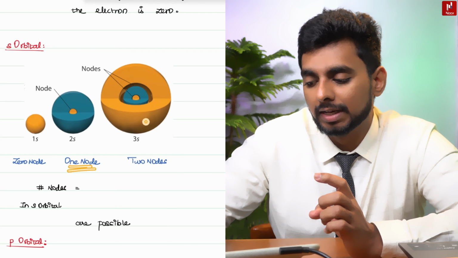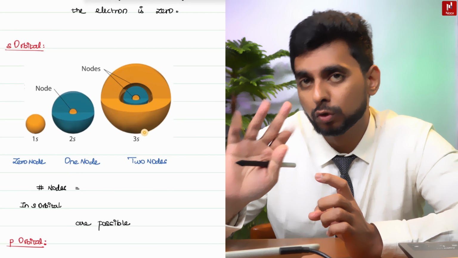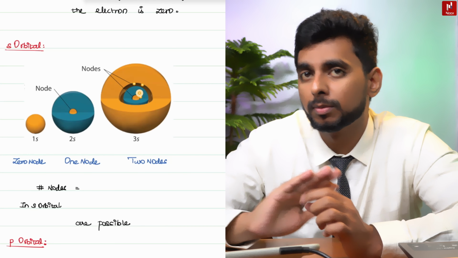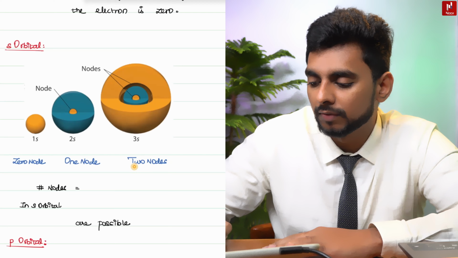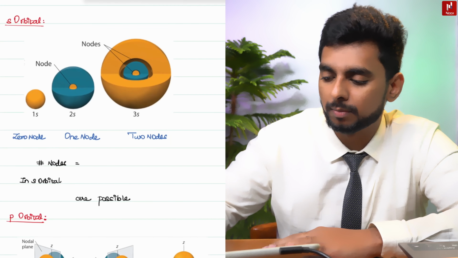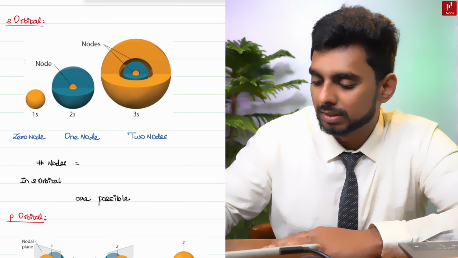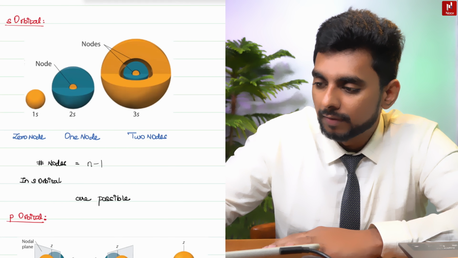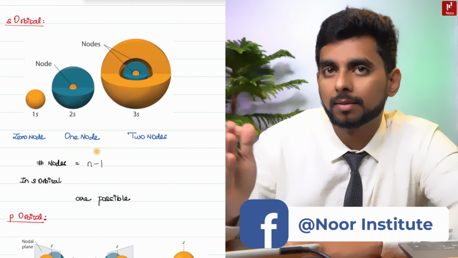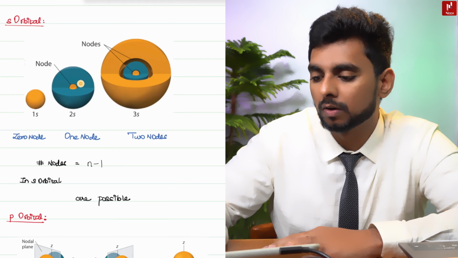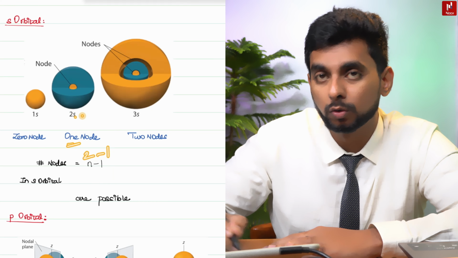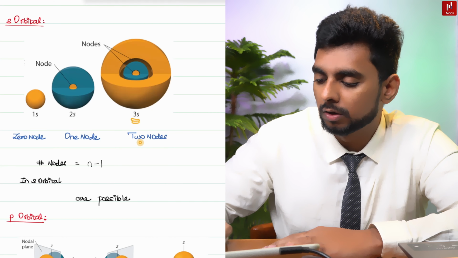Then with the 3s orbital, you will have two nodes, because there will be two regions where the probability of finding an electron is zero. So with the 3s orbital, you will have two different nodes. The generalized formula with which I can find this straight away is n minus 1, where n is the principal quantum number. If you just know the principal quantum number, reduce it by 1, and you'll get the number of nodes in that particular orbital. For the 2s orbital, one node is possible because 2 minus 1 is 1. In the same way, for the 3s orbital, two nodes are possible.